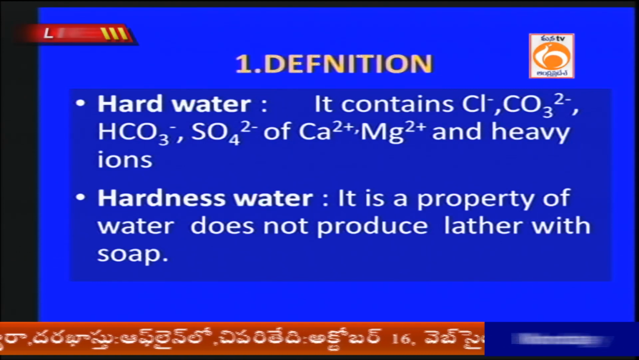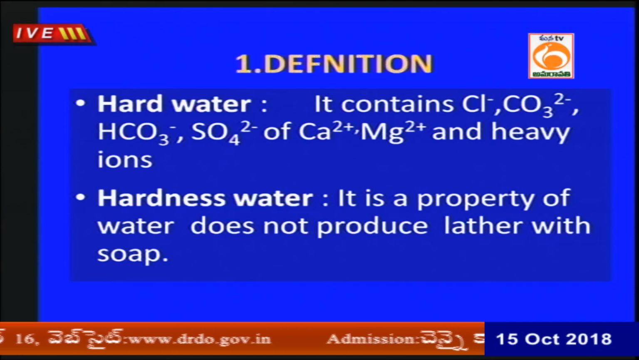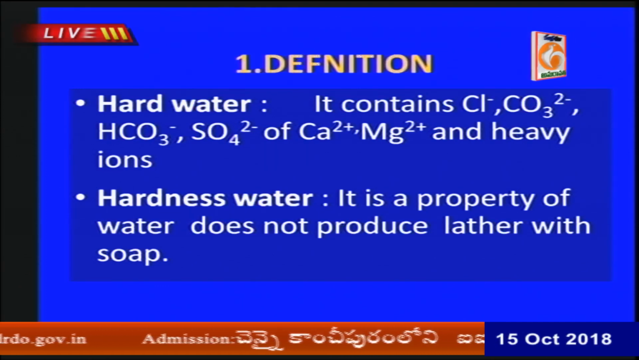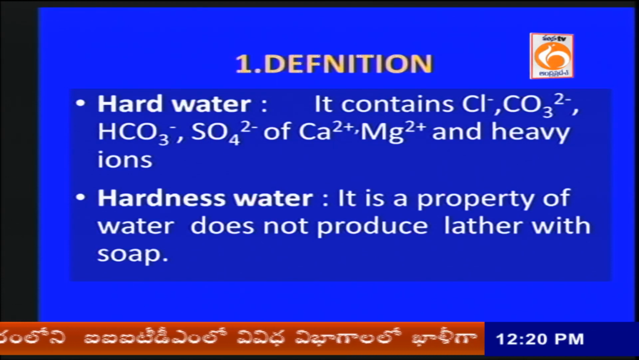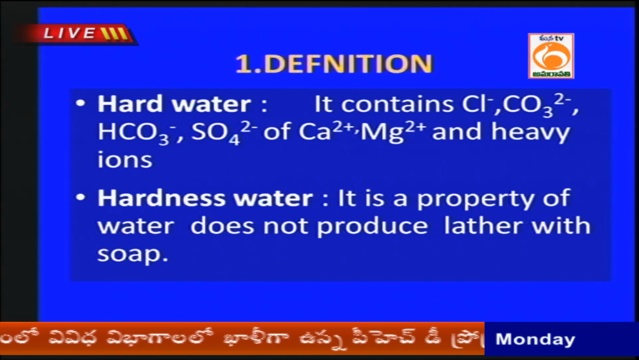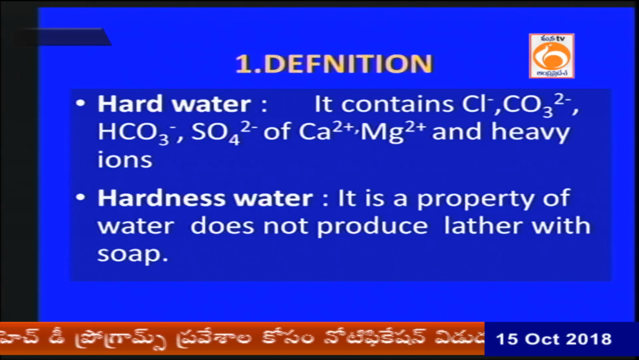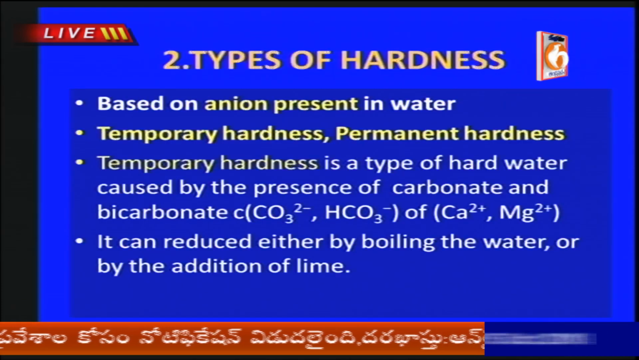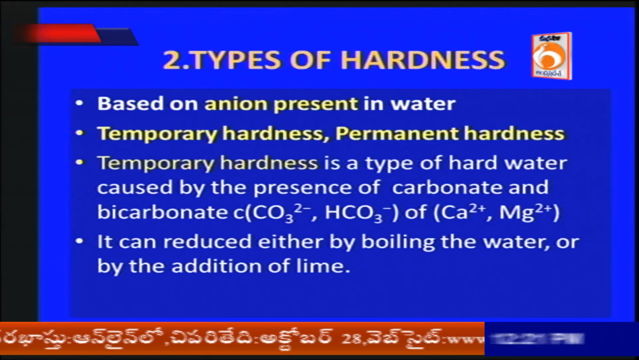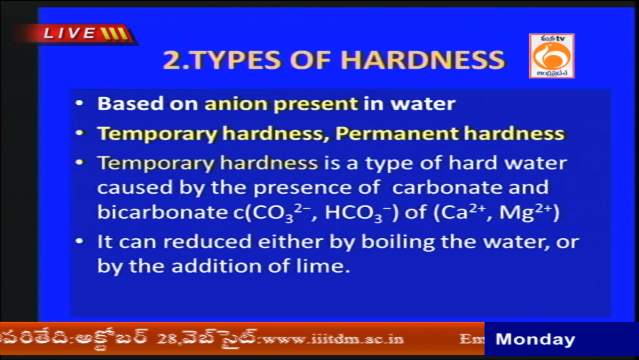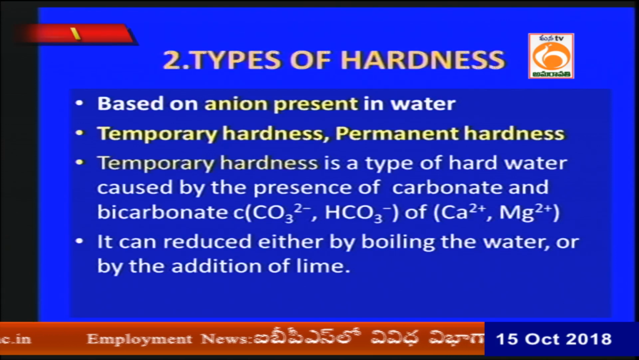Now see soft water. Soft water is free from chloride, carbonate, bicarbonate, sulfates of calcium and magnesium and heavy ions. So now you have learned what hard water is, and hardness of water is again divided into two types. One is temporary hardness and another one is permanent hardness.